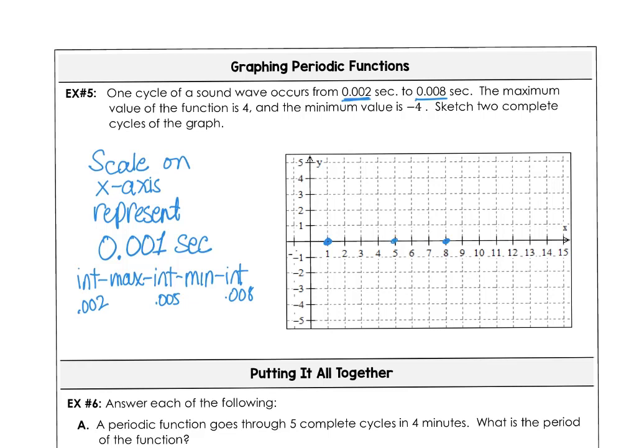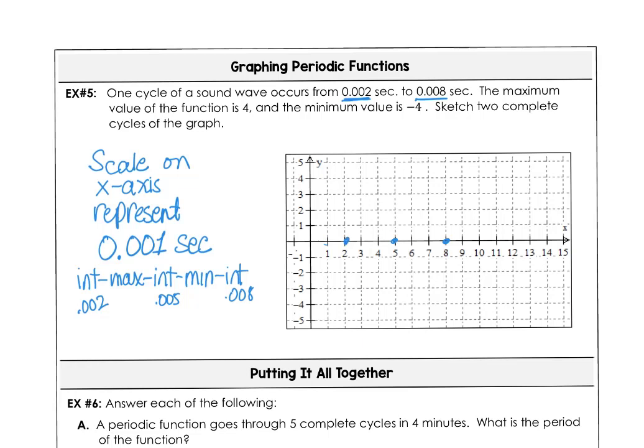Is that right? No, it would be at 4.5, wouldn't it? 2, 5, 6, 7, 8. No, 3. Oh, I didn't mark it right. That's my problem. Right there. That's wrong. Okay, so at 2 and 5 and 8.